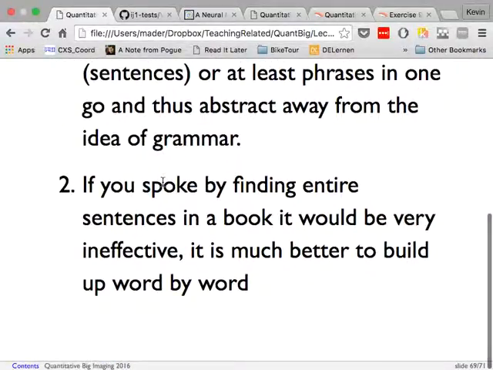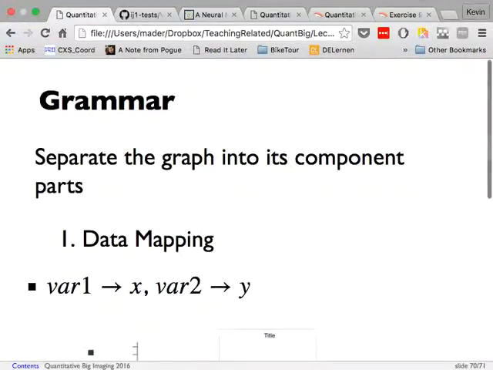If you try to make the link to language a bit further, and this is where it gets a little bit tenuous, if you tried to speak by simply finding sentences in books that you wanted to say, it would be really difficult to speak effectively. It's much easier when you know the words and you know the grammar to build up the sentences yourself rather than copying entire sentences from somewhere else. And that's the idea of making these plots by grammar.